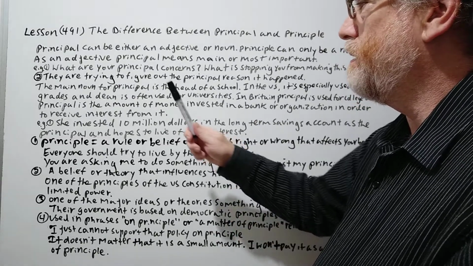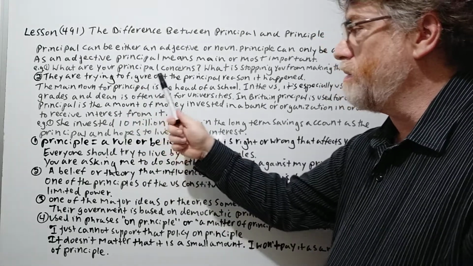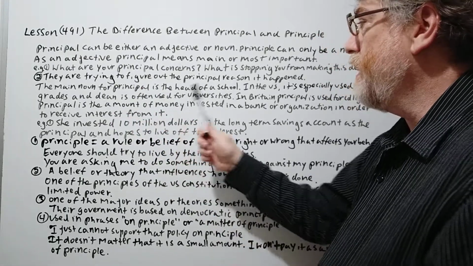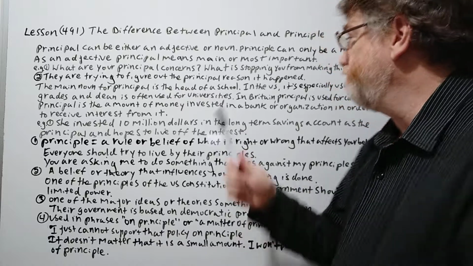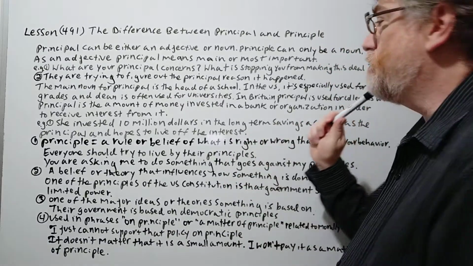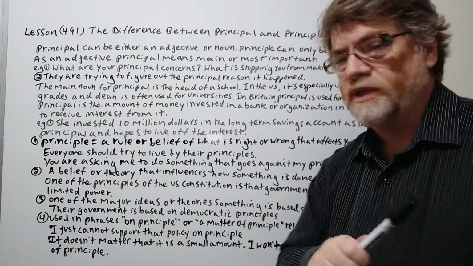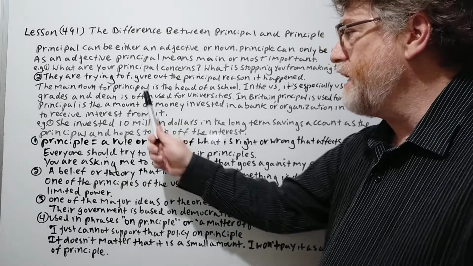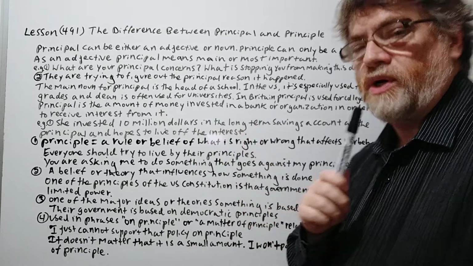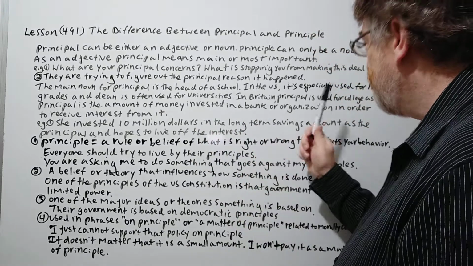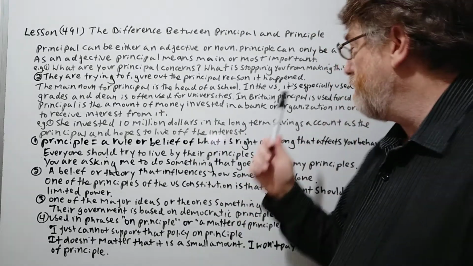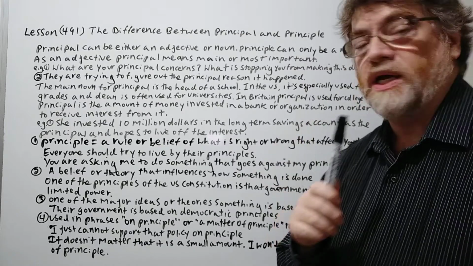Now the main noun principal with AL is the head of a school. In the U.S., it's especially used for lower grades. High school, too, is very much also. And dean is often used for universities. In Britain, principal with the AL is used for college as well.